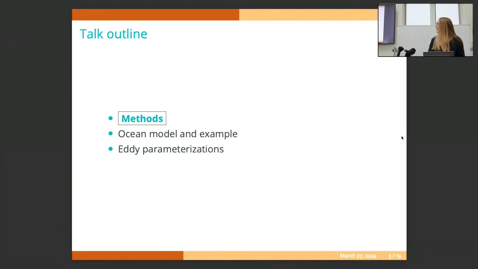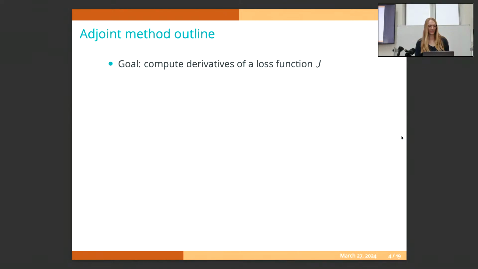So that being said, my talk is going to cover the methods that I use. This is going to go over what the adjoint method is. Depending on your background, this might just be general review. And then I'll cover the ocean model that I work with and show an explicit example using Enzyme to compute a derivative. And then I'm going to talk a little bit about eddy parameterizations, which is the focal point of my dissertation. This won't go into too much detail, but I hope it'll give a general summary. Okay, so getting started. Like everyone else, I compute derivatives of a loss function J, and that's what the adjoint method aims to do. A loss function is just a scalar valued output that has something to do with my model.